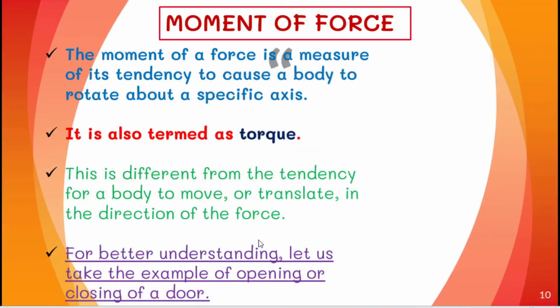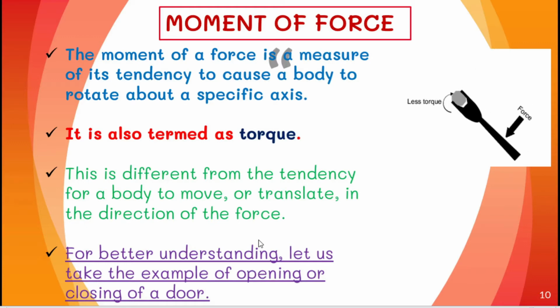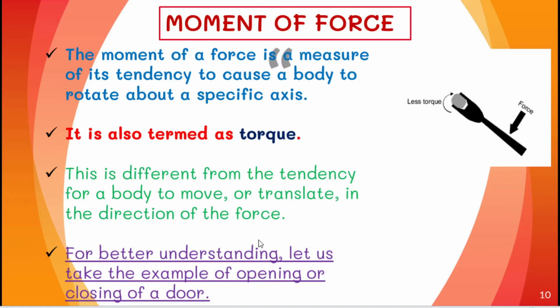So students, next we are going to discuss the moment of force. There is a difference between force and the moment of force, because the moment of force is something different. Listen carefully. The moment of a force is a measure of its tendency to cause a body to rotate about a specific axis. Before that we discussed what force is. A push or a pull on an object is called force. There should be a push or a pull applied on that object. But here we are going to see about the body rotating.